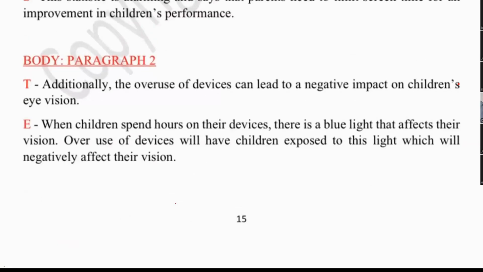Let's look at paragraph 2, which is going to look at the eye vision. Right? So, Jadine, read paragraph 2 for us. We'll continue on the other page. So go ahead, Jadine. Additionally, overuse of devices can lead to a negative impact on children's eye vision. When children spend hours on their device, there is a blue light that affects their vision. Overuse of devices will have children exposed to this light, which will negatively affect their vision.